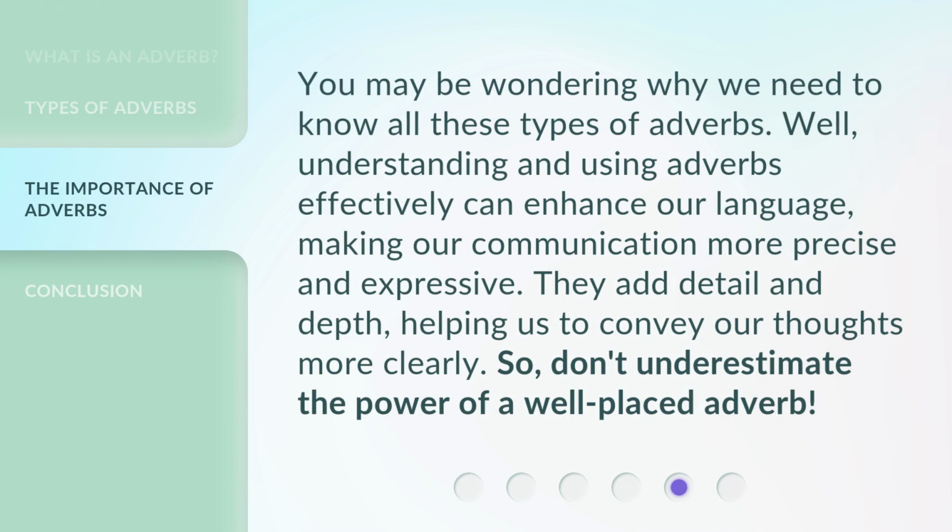You may be wondering why we need to know all these types of adverbs. Well, understanding and using adverbs effectively can enhance our language, making our communication more precise and expressive. They add detail and depth, helping us to convey our thoughts more clearly. So, don't underestimate the power of a well-placed adverb.